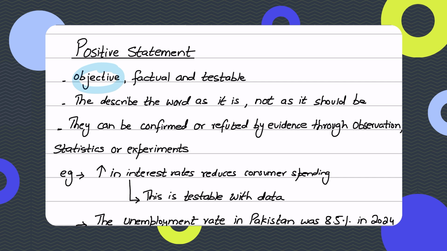Positive statements have certain features whereby we say that they describe the statement as it is, not as it should be. Because when I say that something should be like this, I am implying my value judgment, my way that it should be like that, and that is what a value judgment is, which is a normative statement.